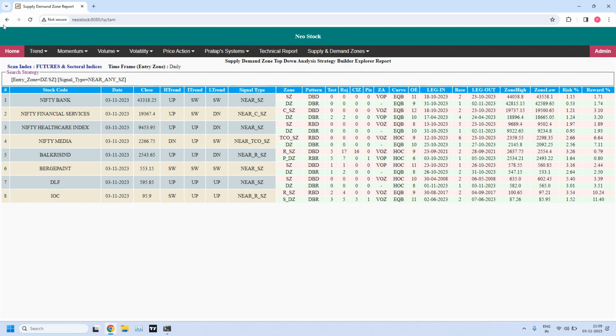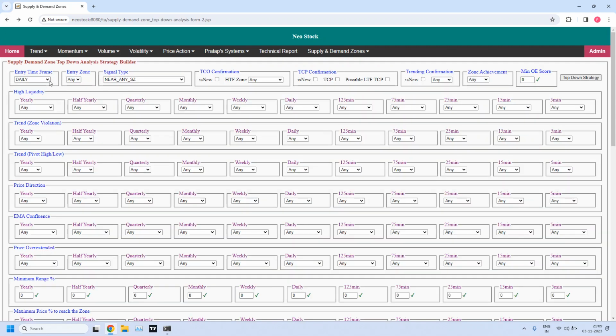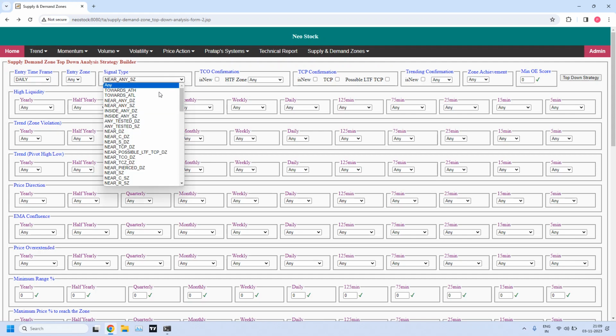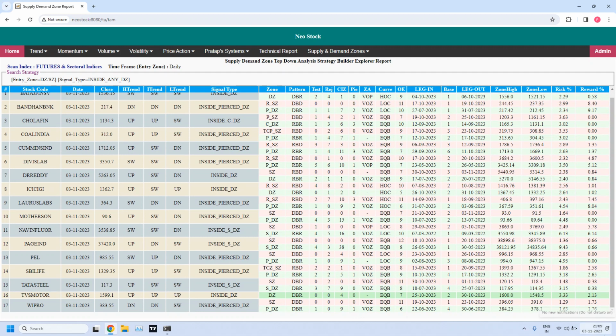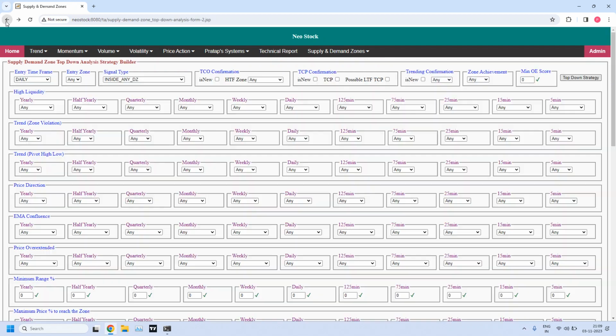So let's go back. Entry time frame daily. Let us find the stocks which are closed inside daily demand zone. So a total of 17 stocks are filtered, where price closed inside daily demand zone. So this is the filtered list.